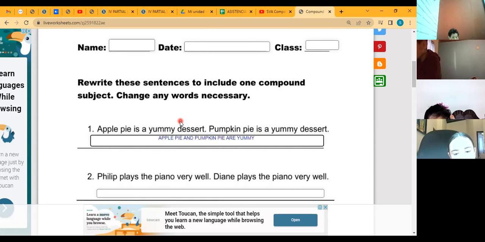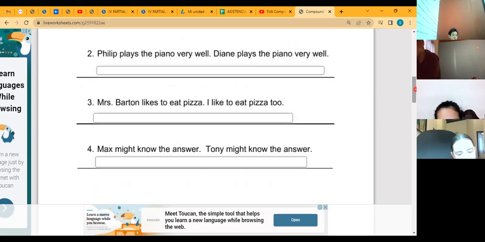You don't have to copy. We're not going to copy this. It's just for us to work together. Now, number two, class. How can we create the compound subject of this sentence? It's oral, everybody participating.